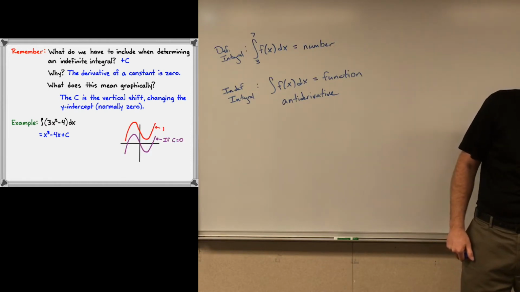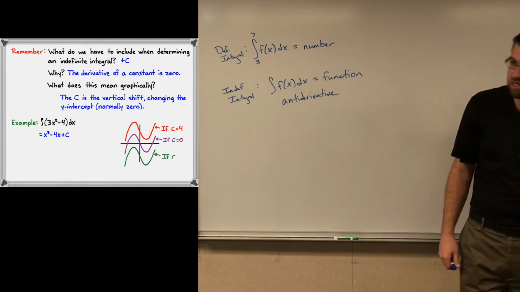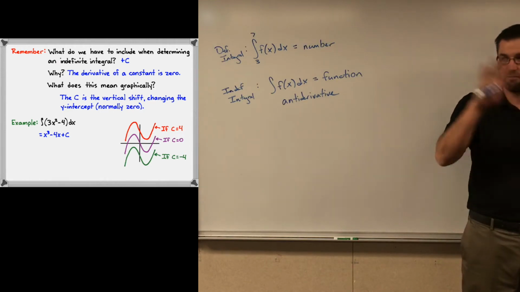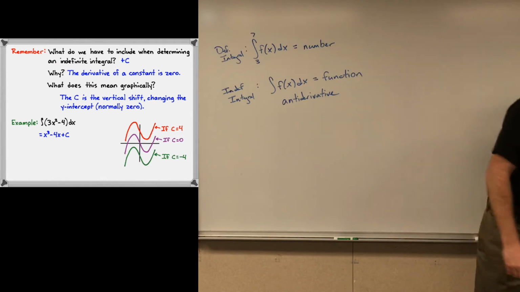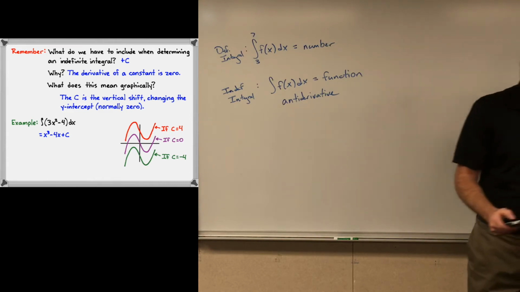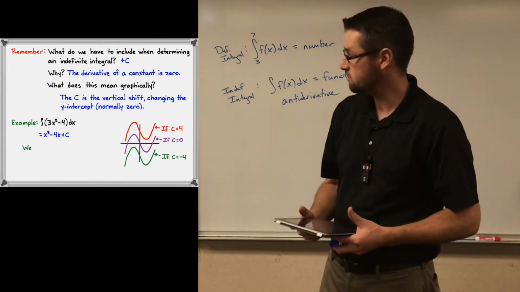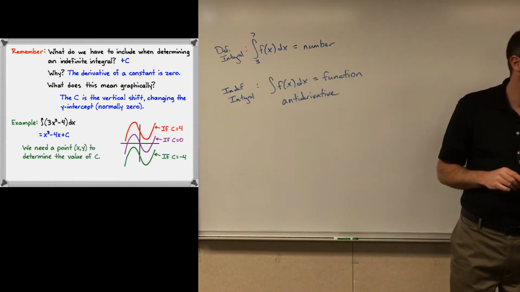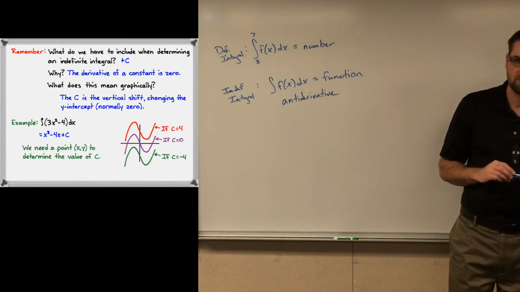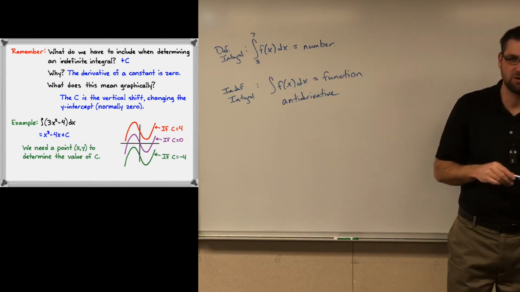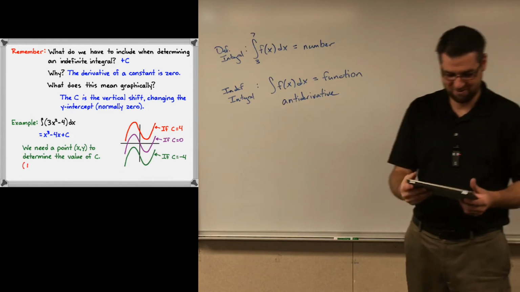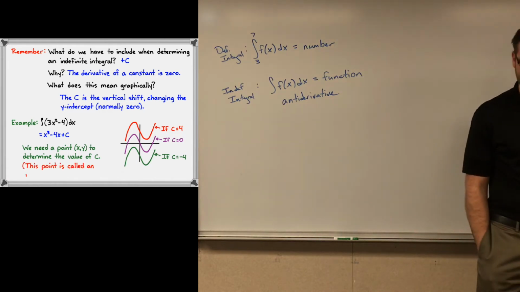C could be anything, though. C could be up 4, positive 4, or C could be negative 4, or anything else. So when I take an antiderivative, what I'm actually doing is finding a parent function of all the possible functions that are antiderivatives. Okay? What is it you need to find C? A point? What did I call that point a while ago? There's a word for it. The initial condition.